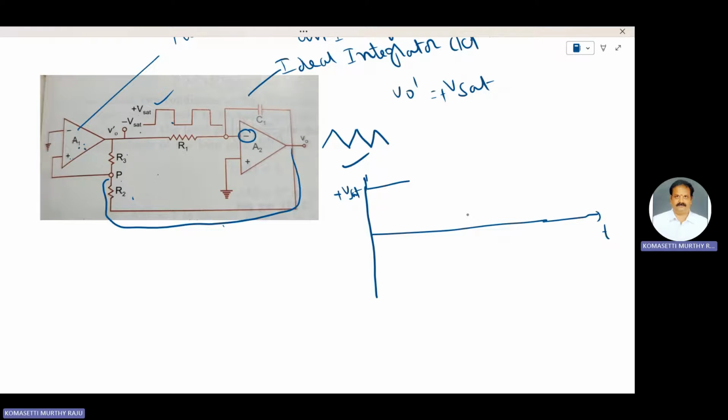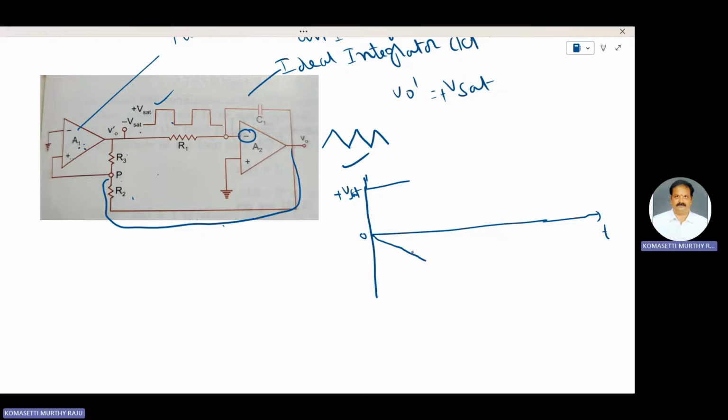The output of the integrator A2 will be a negative going ramp, starting from 0. A positive going step is applied to the integrator circuit, and the integrator output is a negative going ramp, as shown in the figure.